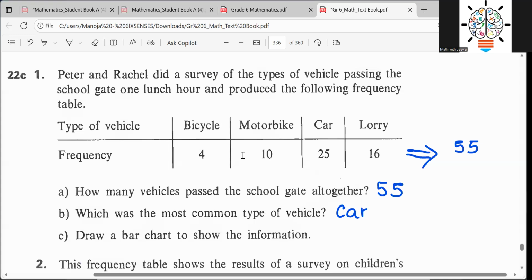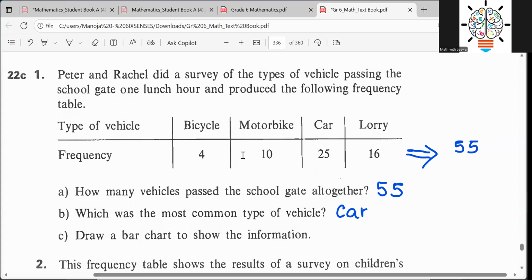So then the type of vehicle. Pete and Rachel did a survey of the types of vehicle passing the school gate one lunch hour, and produced the following frequency table. Now, what were the vehicles they have considered? Bicycle, motorbike, car, and lorry. During that one lunch hour, they noticed 25 cars were passing the school gate, and 16 lorries, 10 motorbikes and 4 bicycles.